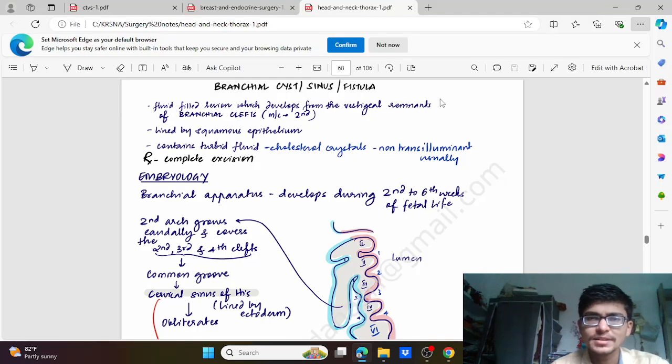Today we'll be discussing some congenital swellings of the neck. Before starting, I would like to thank Chandana Shri Ma'am for sharing the wonderful notes with us, which we can discuss.